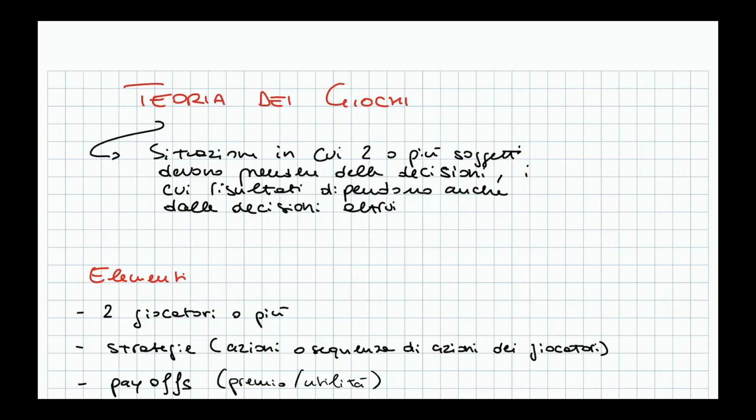So initially, let's provide a definition to the theory of games. Let's assume it is a situation where two or more parties are required to make decisions that also rely on the decisions made by other parties involved in the process. This definition is super important, just to give you a practical example, because they will be the two examples we will consider later on. One is the game of chess, and one is the game of rock, paper, scissors.